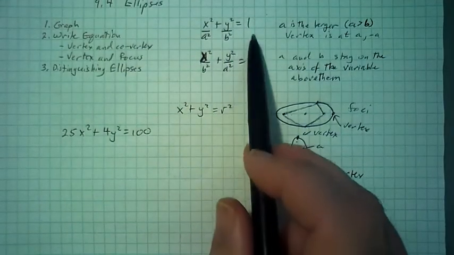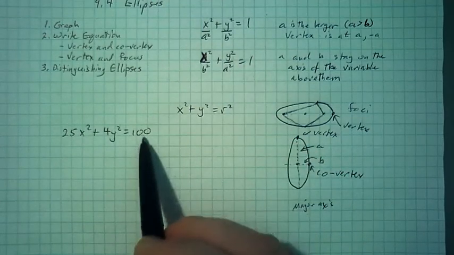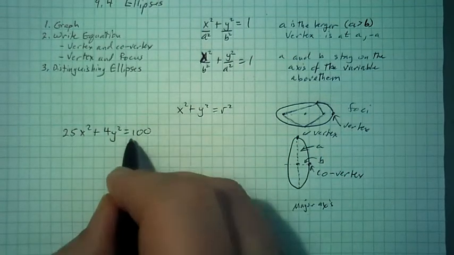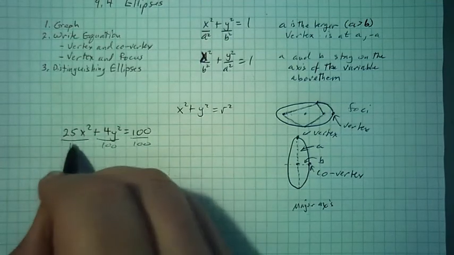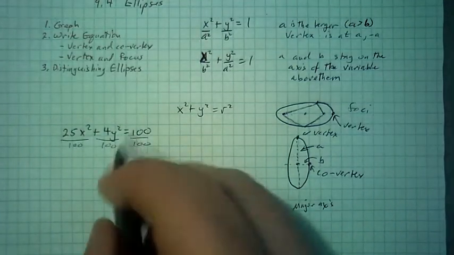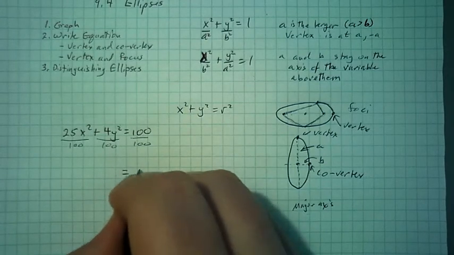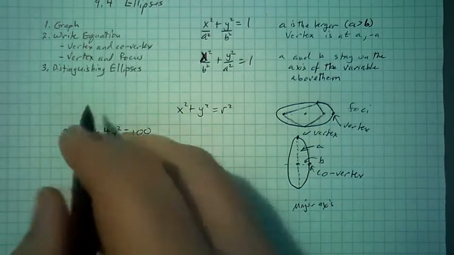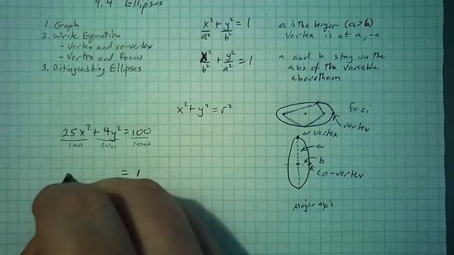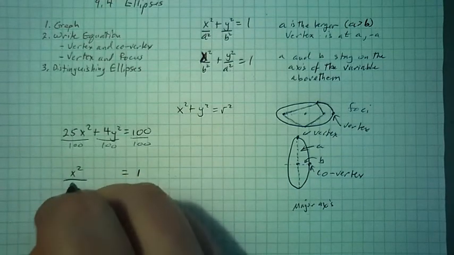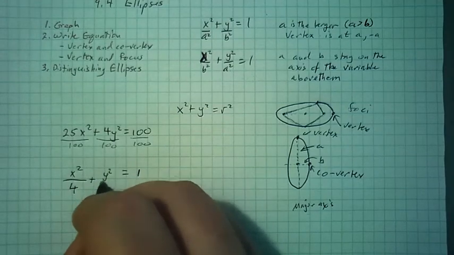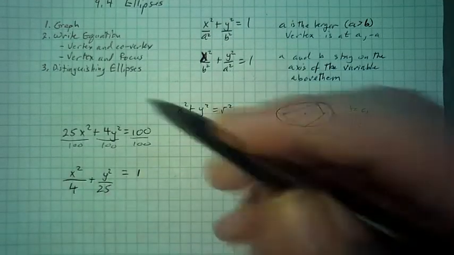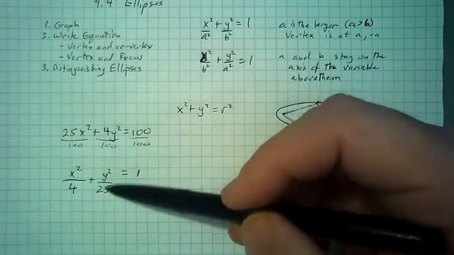So I'm going to go up here and note the standard form requires a 1 on the other side, so I have to divide by 100 in order to make this 1. And that's an important step because it's going to give you the correct fractions over here. 25 divided by 100 is 1/4, and 4 divided by 100 is 1/25. If you like, you can actually divide these upside down to figure out what goes on the bottom.